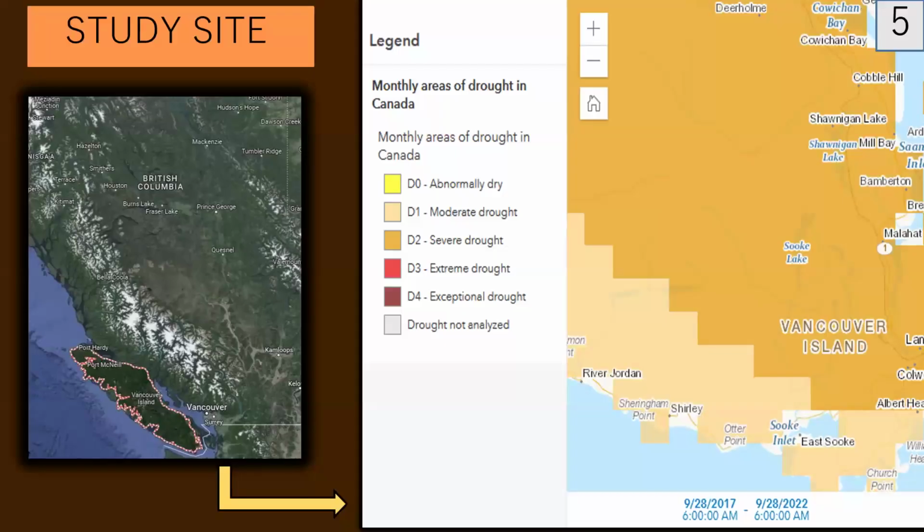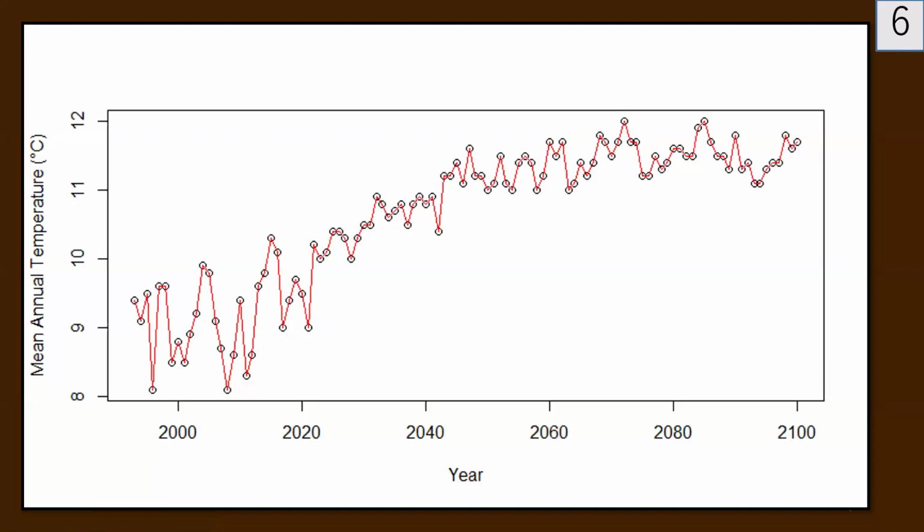So our study site was located in the province of British Columbia, particularly on Vancouver Island. So we looked at the drought condition of Vancouver Island, and we can see that it falls in the region of moderate drought to severe drought conditions. It has also been predicted that in the next 20 years, drought would be increasing in this province. The reason for that is the increase in annual temperature, as you can see in the graph, and the reason for this is again climate change.